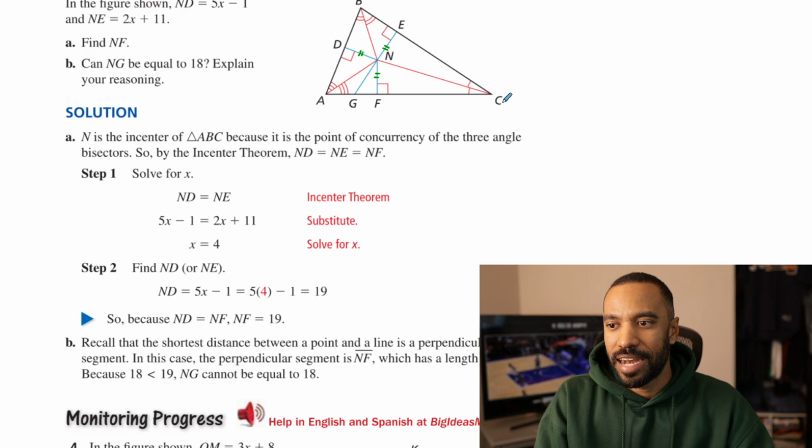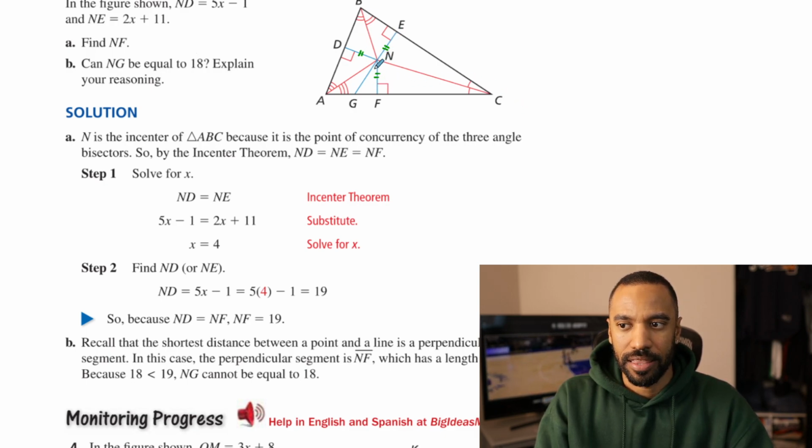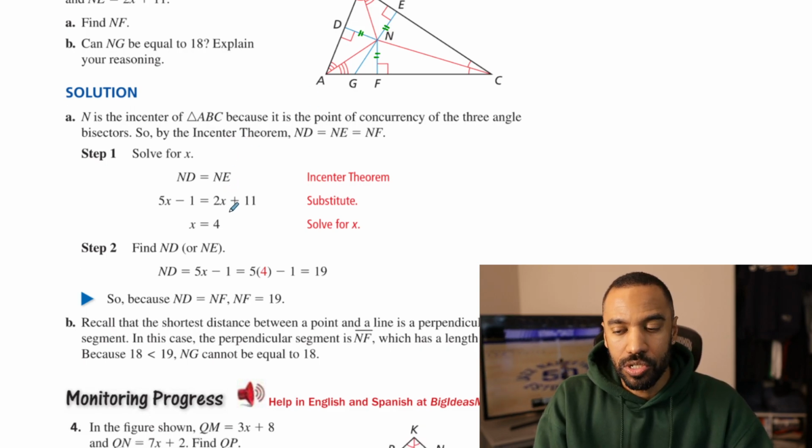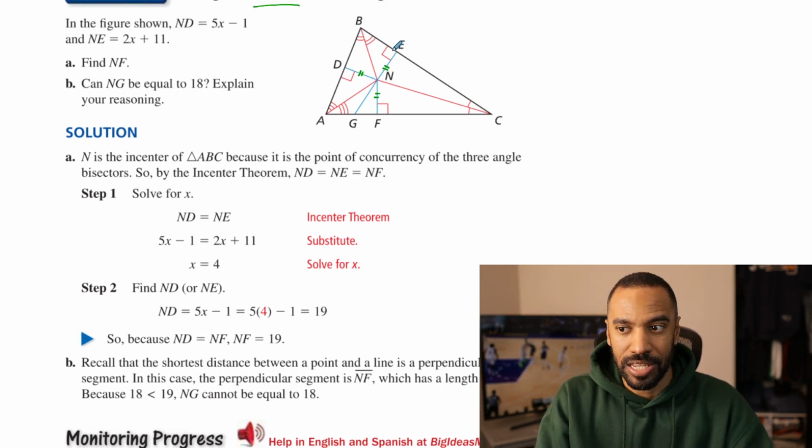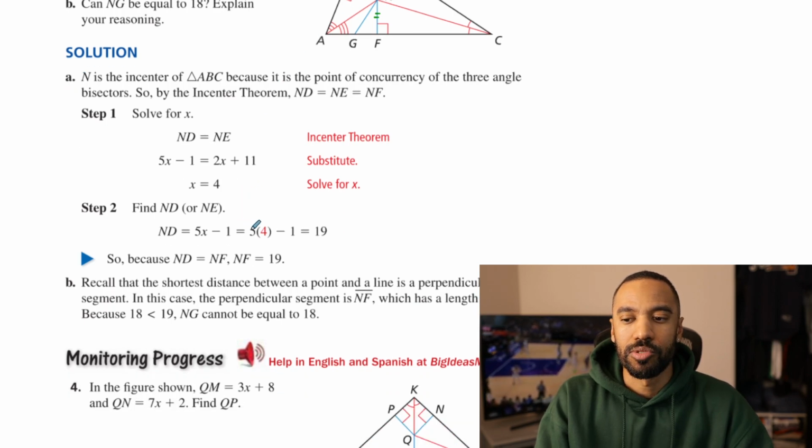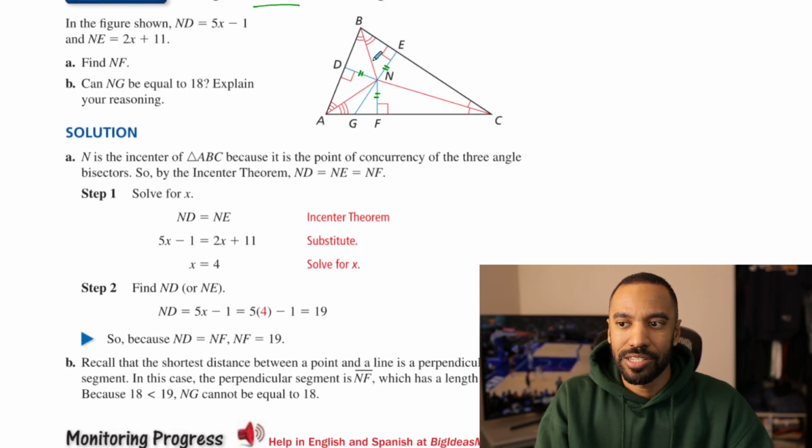To find the length of NF, NF should also be equal in length to ND and NE. So to find the length of NF, we will substitute 4 into either expression for ND or NE. They're the same. Substitute 4 and you get 19. So ND is 19, NE is 19, and NF is 19.